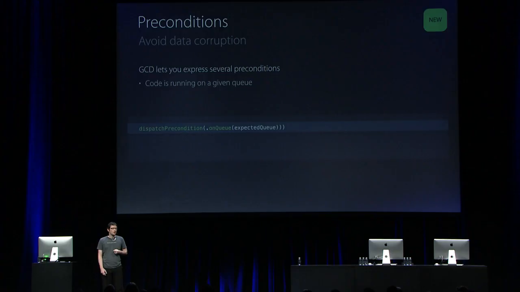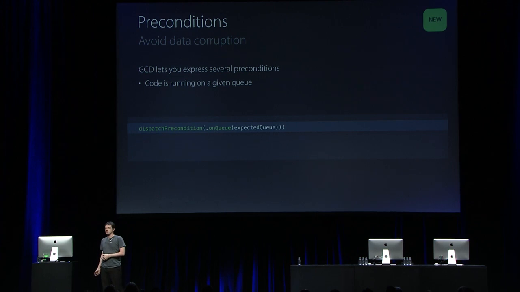I told you that queues are better integrated with your debugging tools. They also have more features. And new in this release, we let you express preconditions. It lets you express that you have invariants in your code that really need to run on that given queue. And you write that this way: a dispatch precondition that you're on that queue.